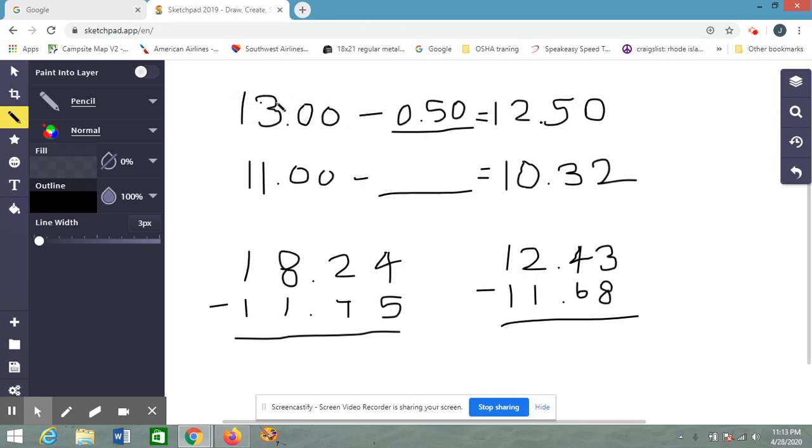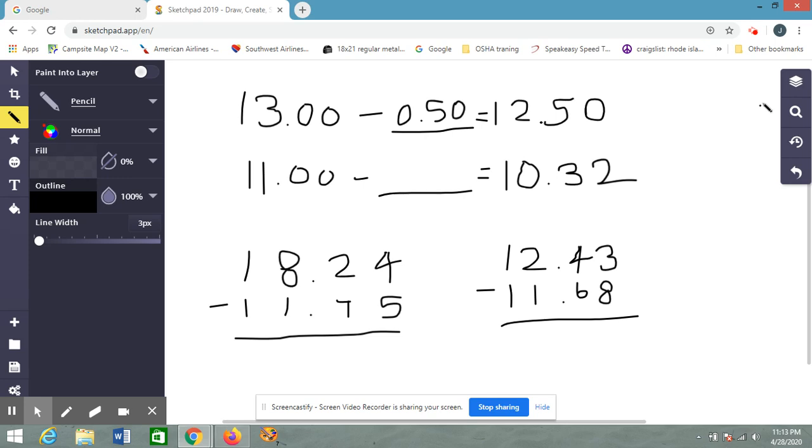So we have 13. We'll start with that whole number. Then our answer was 12 and 50 hundredths. So how many hundredths did I need to subtract from 13 to get to 12 and 50 hundredths? Well, as you can see, it's right there, the answer, 50 hundredths.